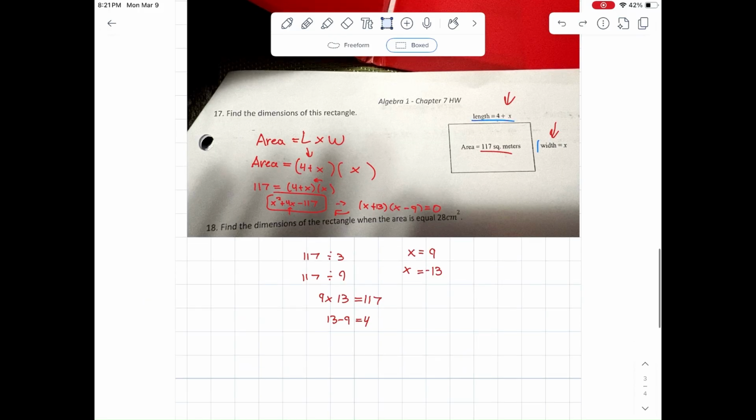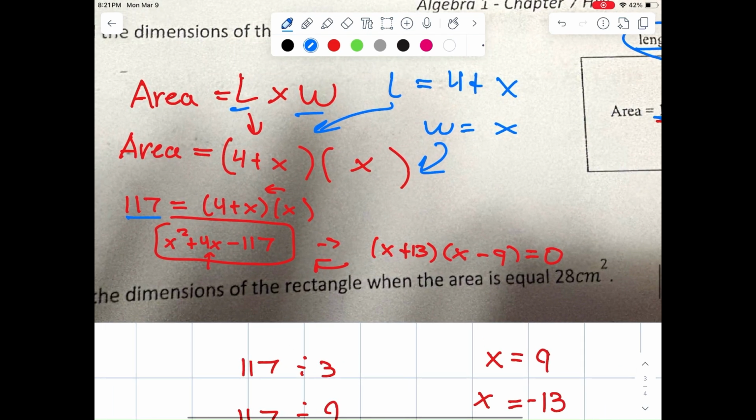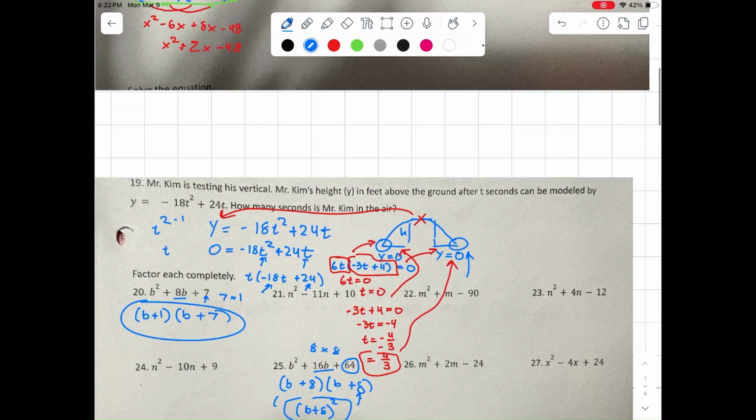This word problem is fun. So I think it's important enough that I actually do the entire thing. Okay, so you have the area of a rectangle. The area of a rectangle is length times width, and you're given a function of each of these. So all we're gonna do is plug those in for a variable. So we have L equals 4 plus x, which we wrote here, and we have the width equals x, which we just wrote here. And we're given the area, which is 117.